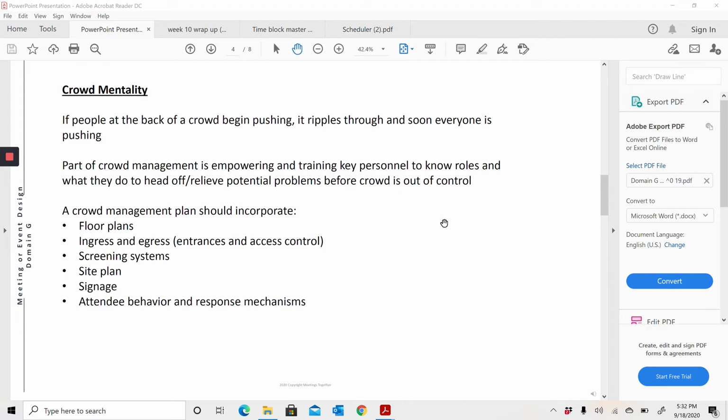So soon everybody's pushing. Think of being at a concert, things like that. You want to make sure that you have your crowd management plan, including floor plans. So ingress and egress. In is entrance, so think ingress, and then egress is like exit. So you want to make sure that you know all that.